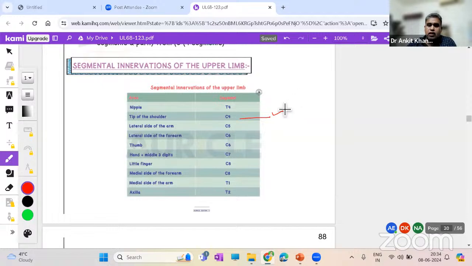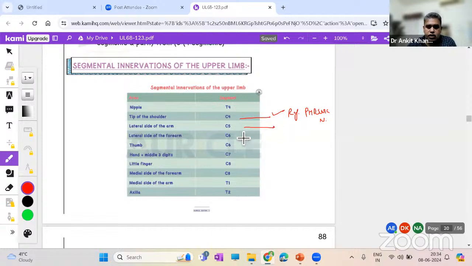The applied part is that referred pain comes at the tip of the shoulder from the phrenic nerve. Phrenic nerve supplies what? The diaphragm. So any irritation to the thoracoabdominal diaphragm, referred pain goes to the tip of the shoulder. And the lateral side of the arm, we saw C5. Remember, in C5, C6, there can be some spondylitis problems. The referred pain goes there.